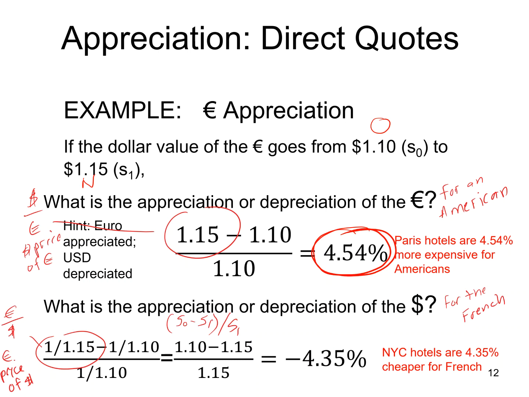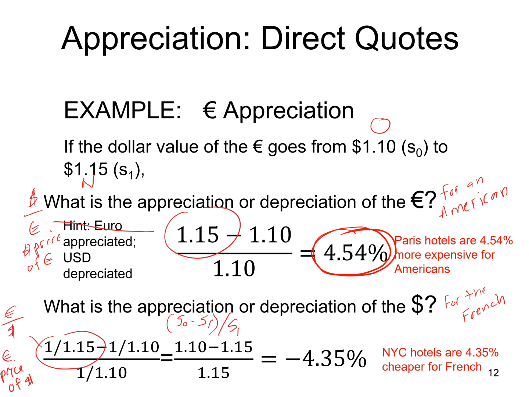Now, the question is, well, what happened to the price of hotels in New York for Europeans? Are they down 4.54%? Well, the answer is, well, almost. It's close. However, you can't just look at one appreciation, change the sign, and say that's the depreciation of the other currency. So, how would I talk about what has been the appreciation of the dollar for Europeans?